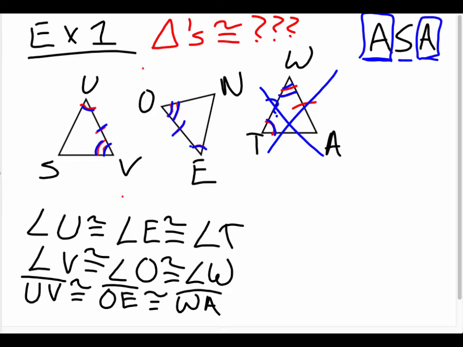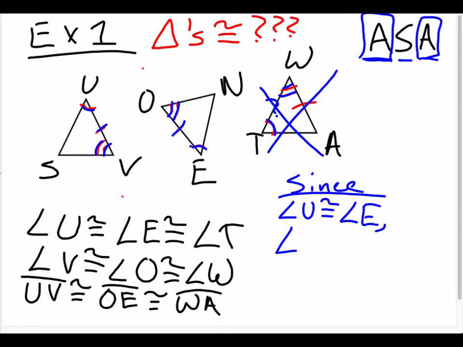So what I would say is, since angle U is congruent to angle E and angle V is congruent to angle O, right? Is that right so far? Yes.